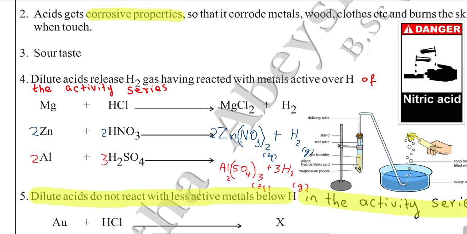How do we balance, children? We start from here. 2 hydrogens are there, this side 1 hydrogen. So in front of it, children, we write the 2. Then the chlorine also becomes 2, but here chlorine 2, no problem. Magnesium 1, magnesium 1. This is balanced.